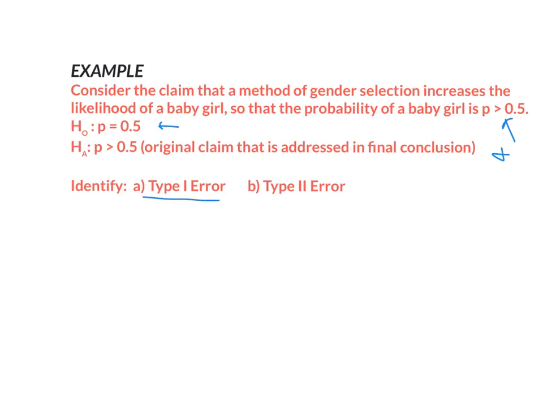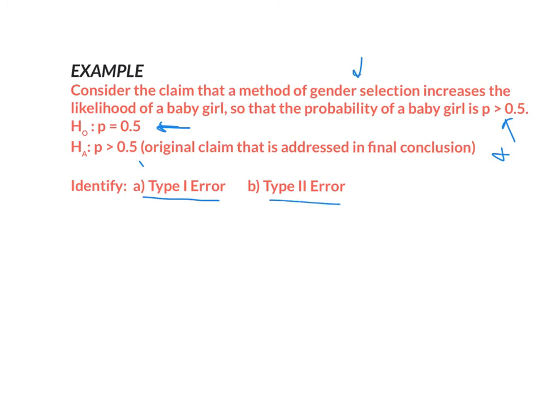And what would the type 1 error look like? Well, the type 1 error, remember, is when you reject the null when it is true. So if I did reject that null and it was true, what I would be saying then is I would conclude that the gender selection method is effective when in reality it's not. So if I reject that, and it's really true, that means I'm saying that the new method is effective when it's really not.